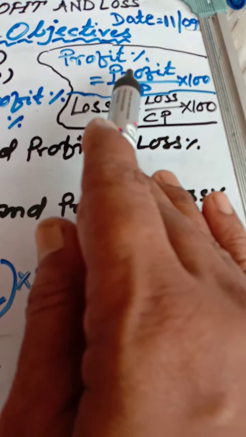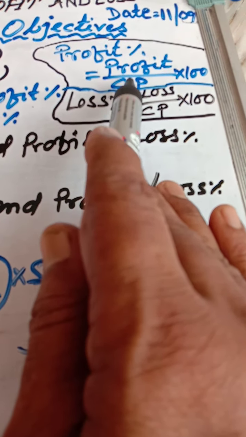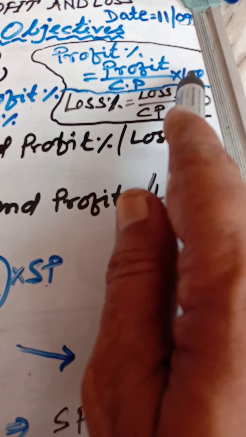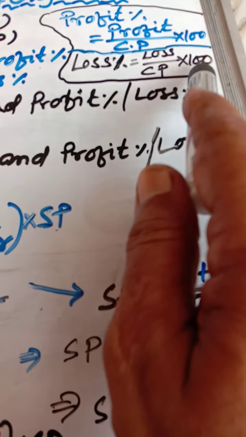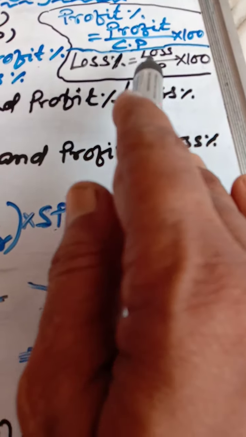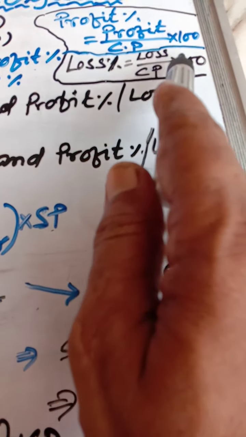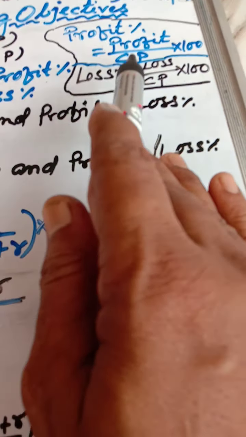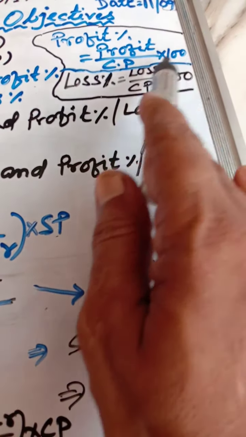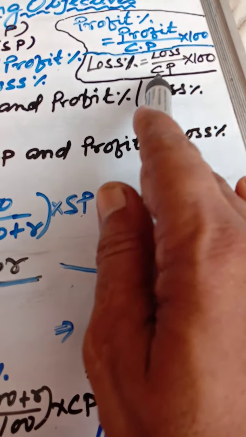For profit percentage, what will be the formula? Profit divided by CP into 100. Loss percentage, what will be the formula? Loss divided by CP into 100. Both times the denominator will be CP. For loss percentage, loss will be the numerator, and both times 100 also will be multiplied. Could you understand me? So profit percentage is equal to profit divided by CP into 100%, and loss percentage is loss divided by CP into 100%.